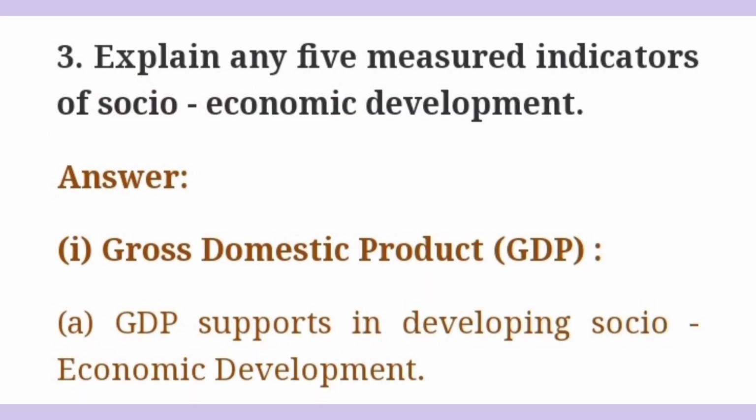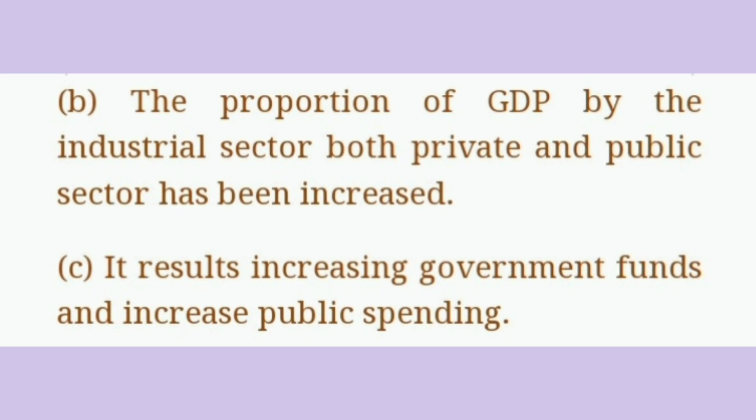Third question, explain any five measured indicators of socio-economic development. Answer, first point, Gross Domestic Product, GDP. First point, GDP supports in developing socio-economic development. Then second point, the proportion of GDP by the industrial sector, both private and public sector, has increased. And third point, it results in increasing government funds and increased public spending.